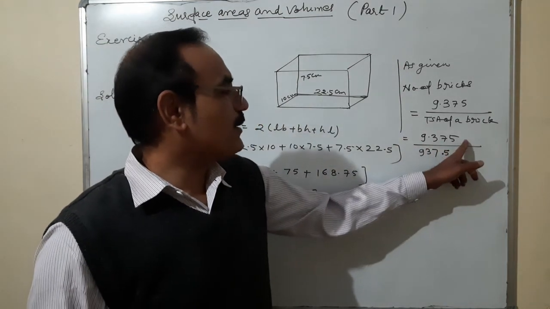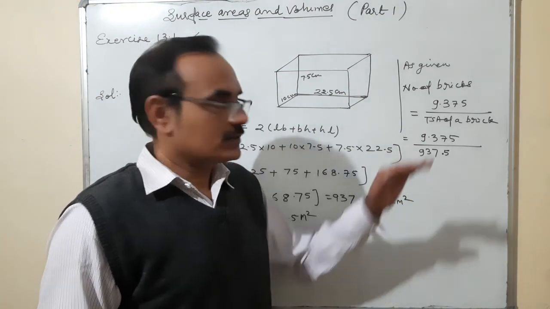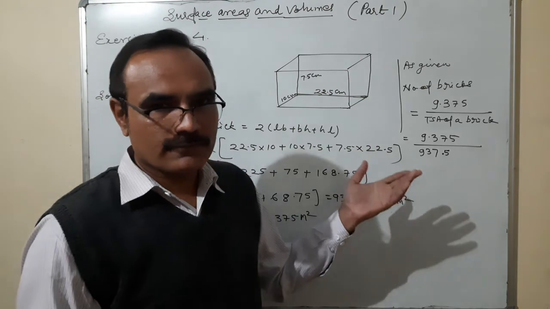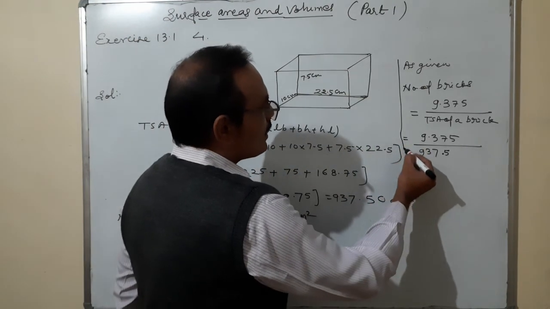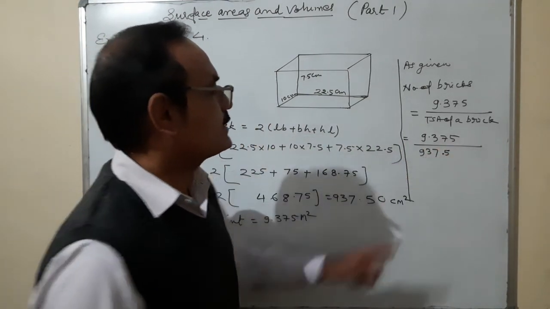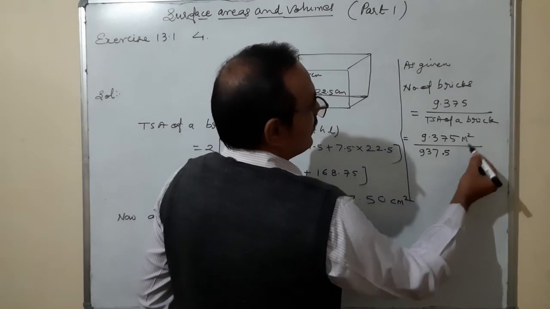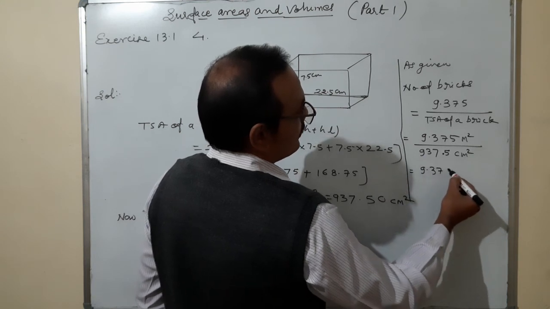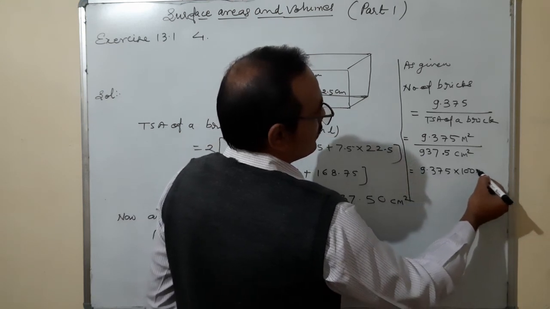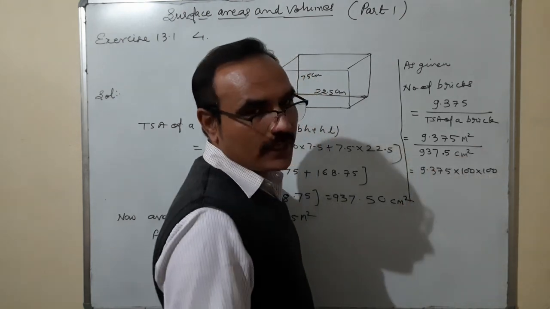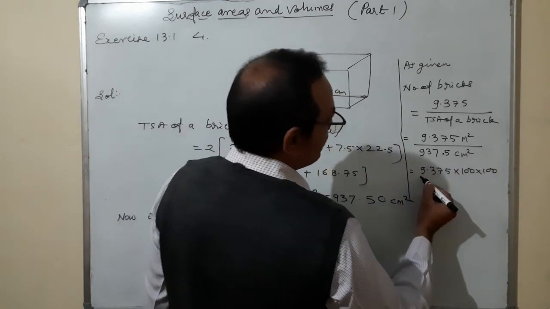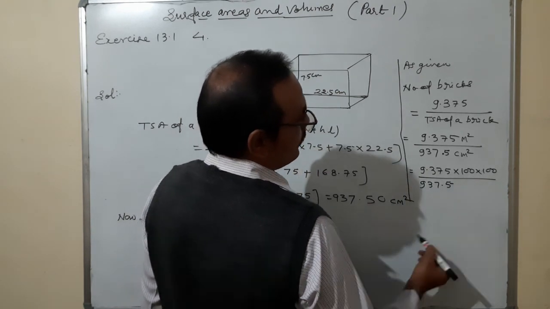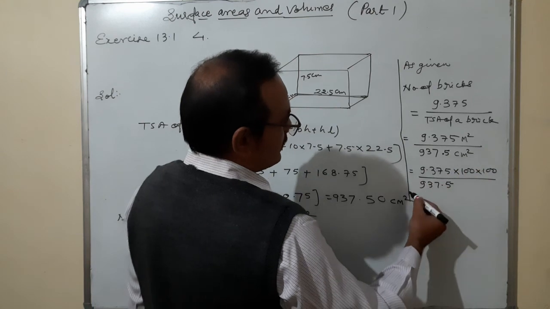But here you can see one thing: the paint is given in the form of meter, but the TSA is in the form of centimeter. So first we have to make numerator and denominator in the same format, like both in centimeter square or meter square. So 9.375 into 100 into 100, because 1 meter is equal to 100 centimeter, upon 937.5. Okay, now this is in the same format.